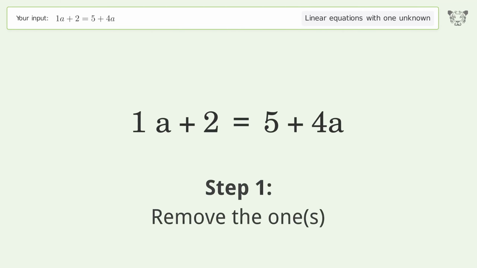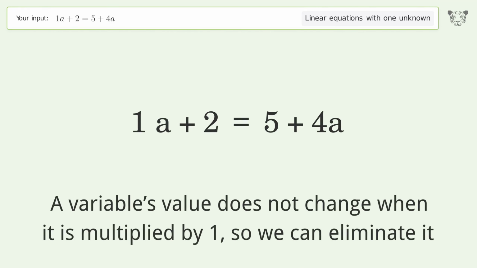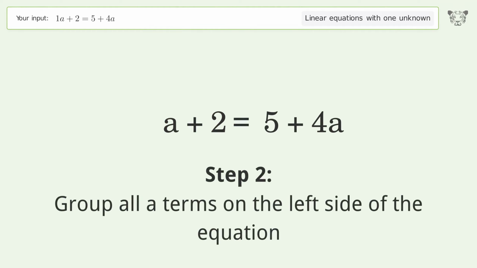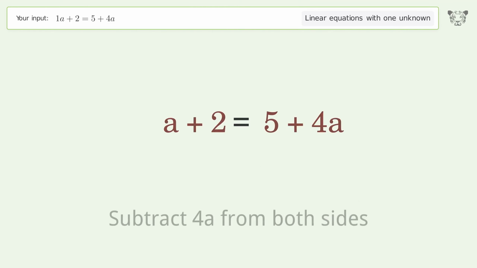Remove the ones. A variable's value does not change when it is multiplied by 1, so we can eliminate it. Group all a terms on the left side of the equation. Subtract 4a from both sides.